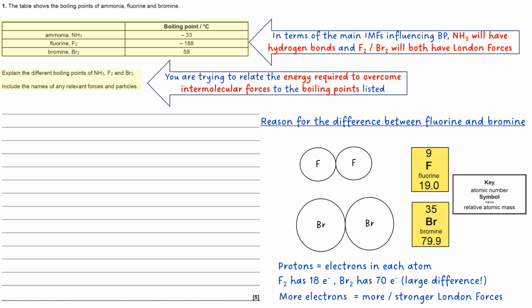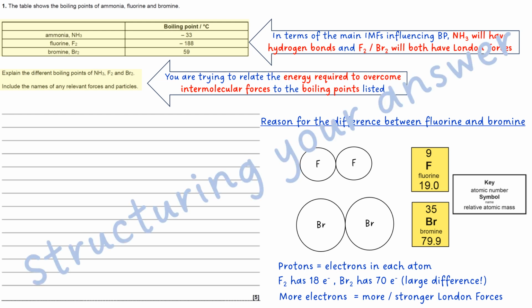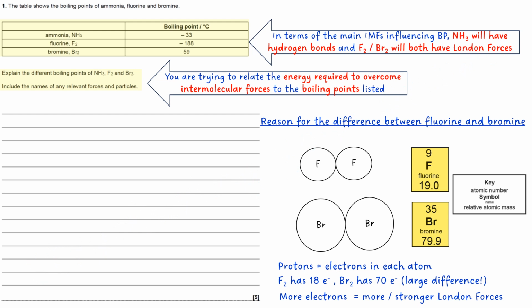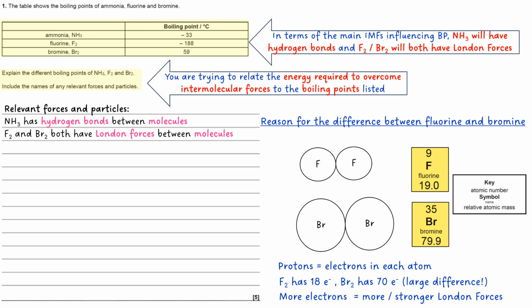Going back to our intermolecular forces ideas, more electrons means more and stronger London forces. Now we've done some thinking, we can pull it together to structure our answer. The relevant forces and particles, I've highlighted them in pink for you. Ammonia has hydrogen bonds between molecules, and fluorine and bromine both have London forces between molecules.